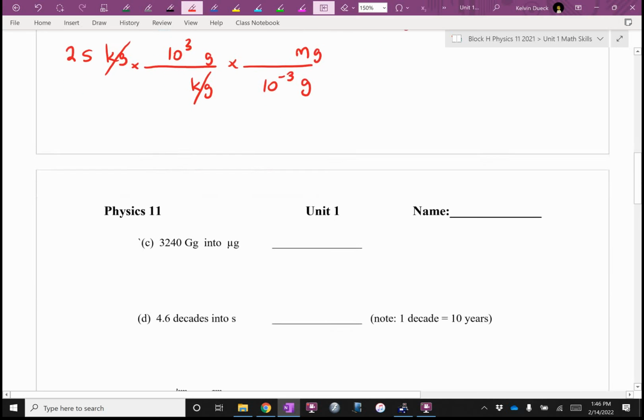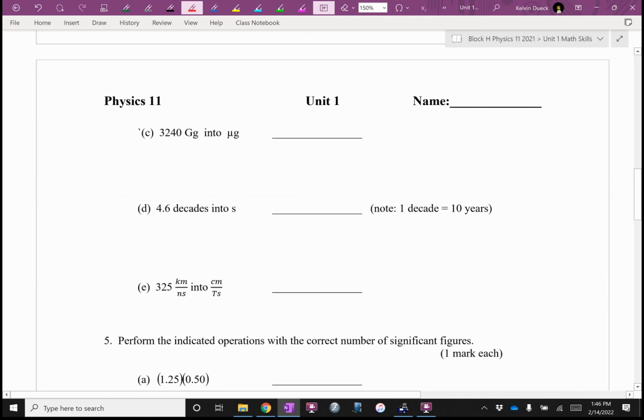C, also a 2-step question. I'm going to get rid of the giga and then bring in the micro. It's going to be 3240 gigagrams. I'm going to get rid of gigagrams and just plain old grams. Is giga 10 to the 9th? I'm going from memory. Yes. Yeah.